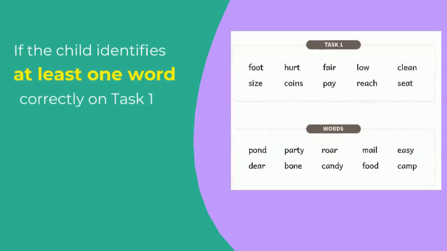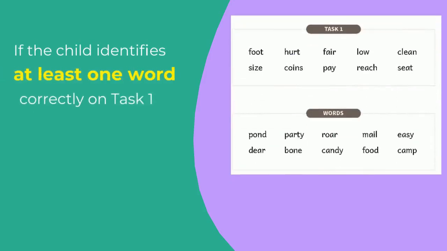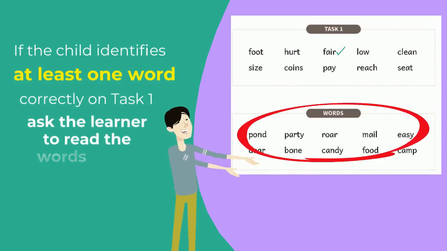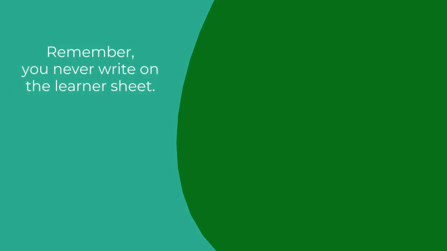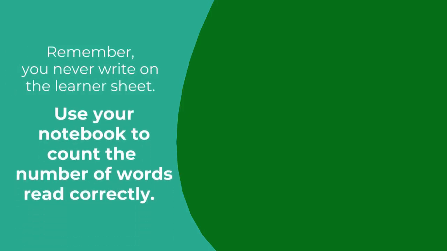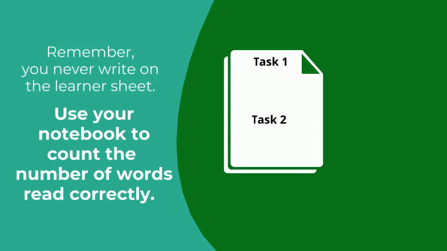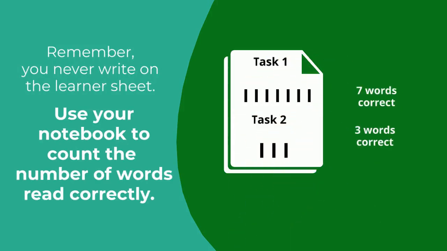If the child identifies at least one word correctly on Task 1, ask the learner to read the words in the second box. Remember, you never write on the learner sheet. Use your notebook to count the number of words correctly. Add the total number of words read correctly for both tasks, and this gives you the child's profile.